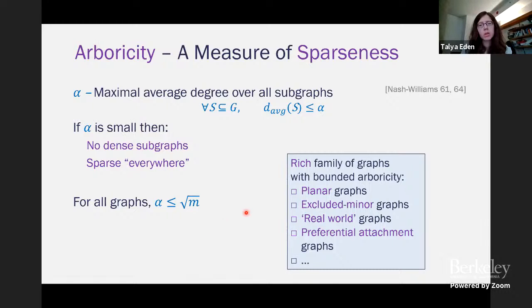So why do we care about this family of graphs? Bounded arboricity is a very rich family of graphs: planar graphs, excluded-minor graphs, real-world graphs are shown to have bounded arboricity, and also preferential attachment graphs, which are used to simulate random social networks. So having the ability to parameterize the algorithm in terms of the arboricity of the graph gives us improved results for all of the graphs in these families, which have arboricity constant or small, log n maybe, or actually any alpha that is smaller than square root of m, we gain from parameterizing in the arboricity of the graph.